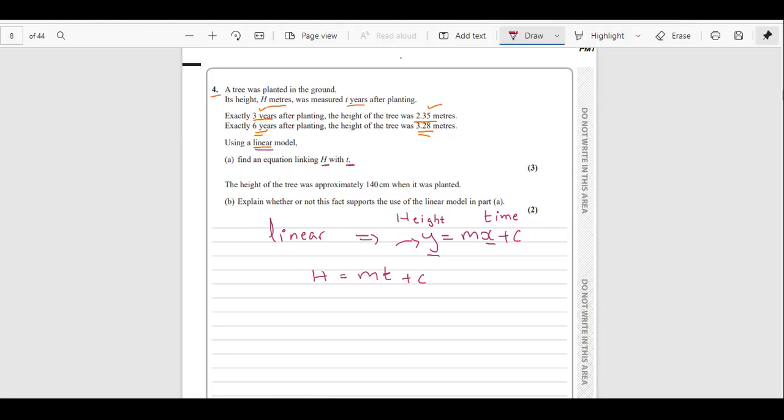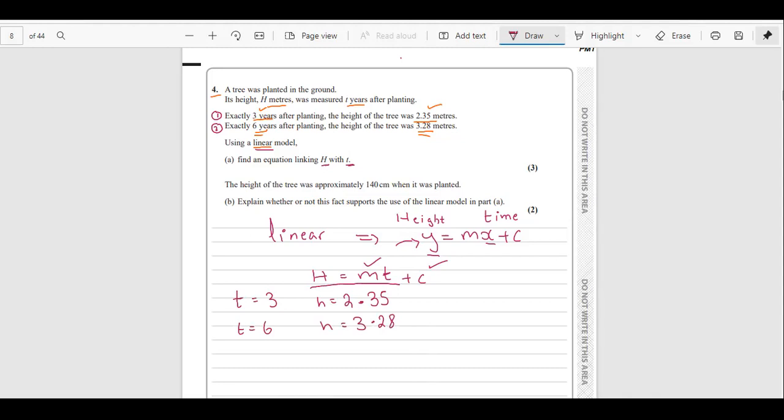Yes, I am. Okay, and now whenever you have any equation, it's very important to find the value of constant. So you need to find the value of this m and value of this c. And how can you find these two? By using 1 and 2. So you have been told that exactly 3 years after, at t equals 3, the height was 2.35, and at t equals 6, the height was 3.28. Okay, now let's just use these values.